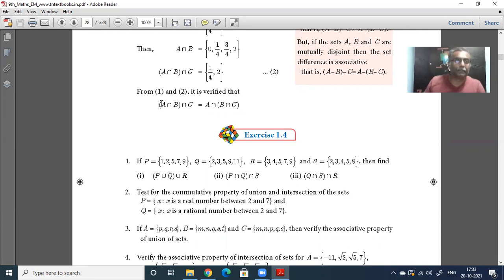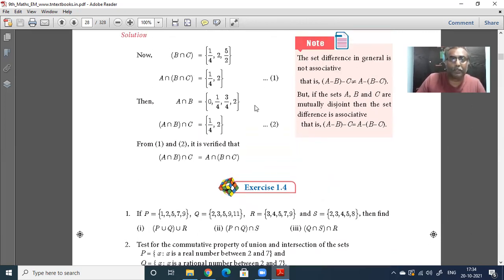Okay, I was just telling what is the associative property. When we have three sets A, B, and C, then (A ∩ B) ∩ C, if it is equal to A ∩ (B ∩ C), then there is associativity of intersection. The associative property of intersection is true. In the same way, if (A ∪ B) ∪ C is equal to A ∪ (B ∪ C), then that is the associative property of union.